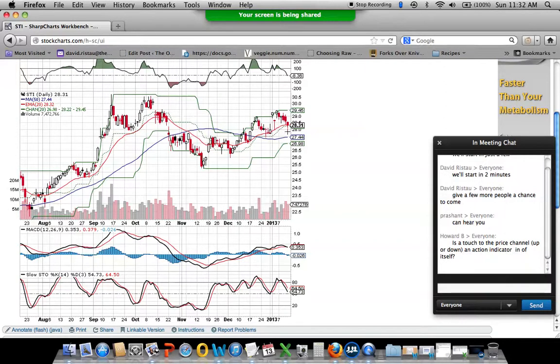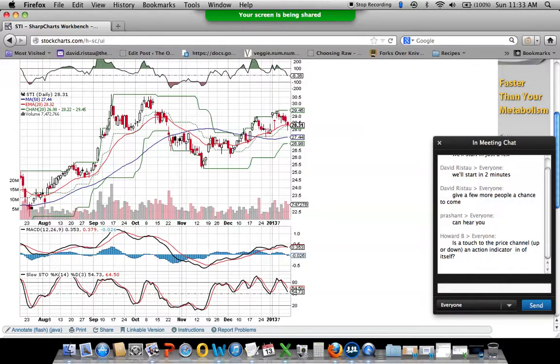The 50-day is at 27.44. The CCI is just breaking below 0. The MACD black line is just crossing over the red. Slow stochastics are just starting to build to the downside. So this is definitely another one.